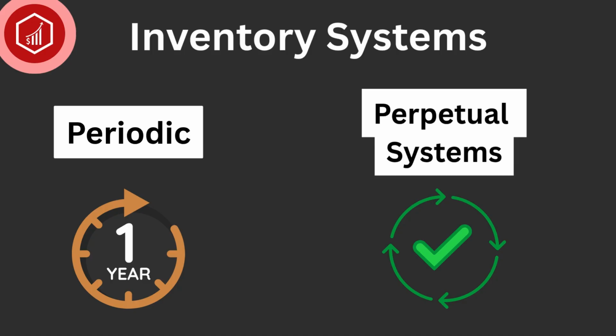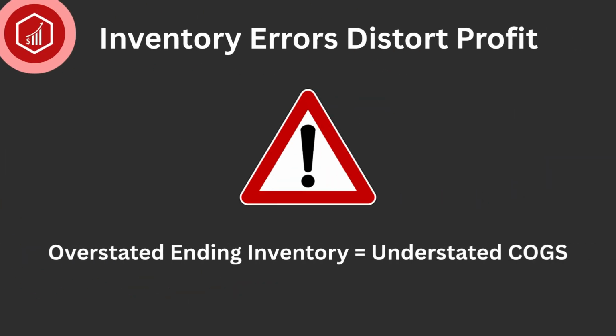In a perpetual system, you update inventory every time there's a purchase or sale. Modern point of sale and ERP systems make this easy. You can see stock levels in real time and spot shrinkage or errors quickly. Most medium and large companies use perpetual systems today. Especially with AI, it makes it a lot easier nowadays.